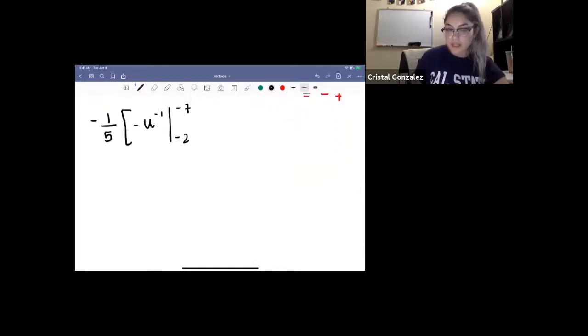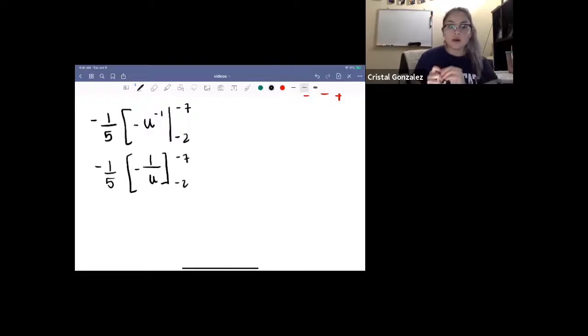Okay, perfect. And now I'm just going to rewrite this so I don't have any negative exponents, so I could evaluate it a little bit better. This is going to be 1 over u, and they're both negative, from negative 2 to negative 7. Okay, and now it's our job to evaluate the upper bounds by doing f of b minus f of a, so doing that fundamental theorem of calculus.